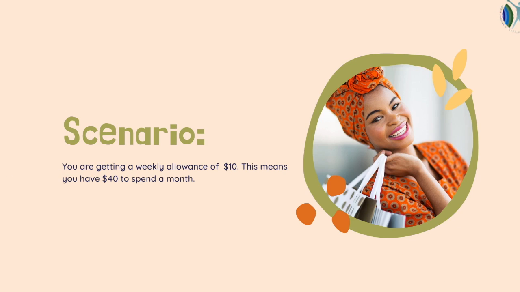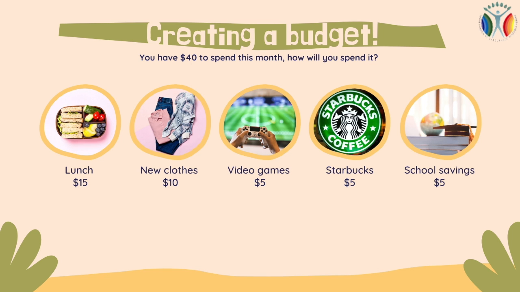The scenario we will be using is you're getting a weekly allowance of $10. This means you have $40 to spend a month. Okay, now let's create a budget with that scenario. You have $40 to spend this month. How will you spend it? I chose lunch, new clothes, video games, Starbucks, and school savings.